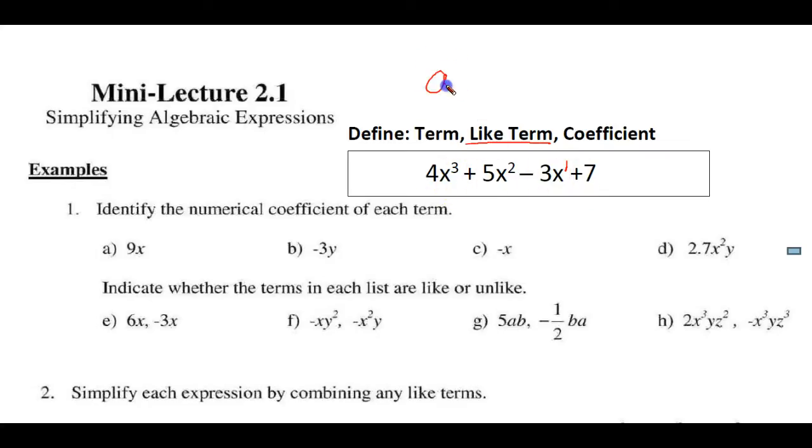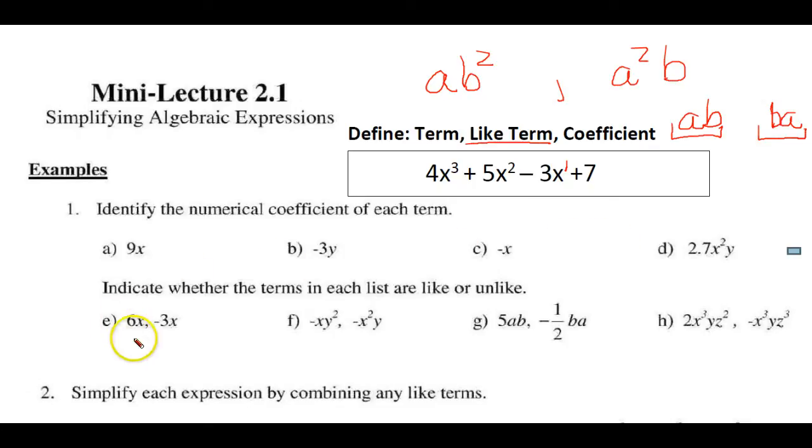So if you had, for instance, a b to the second, and another one was a to the second b, they have the same variables, but since the exponents are different, these would not be like terms. Now if we had something like this, a b, and another one was b a, even though the order is different, these would be like terms. We could use the commutative principle to switch those around.